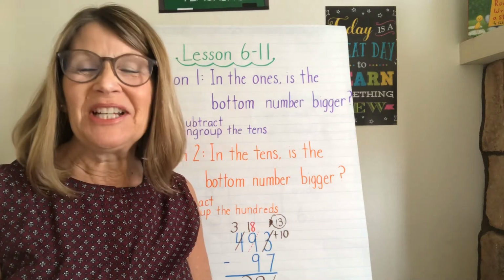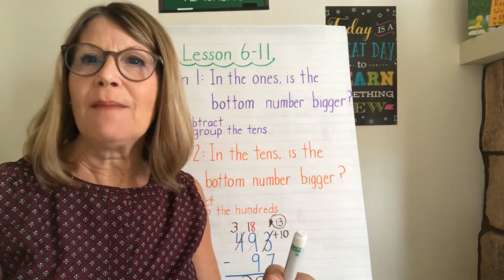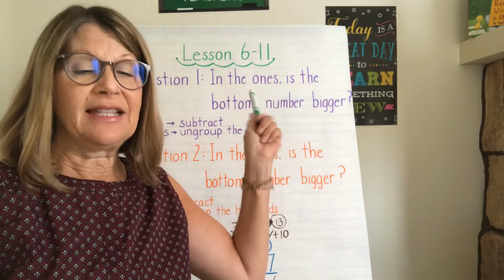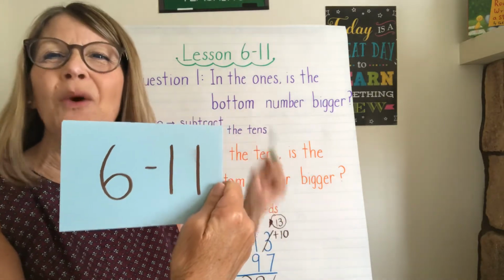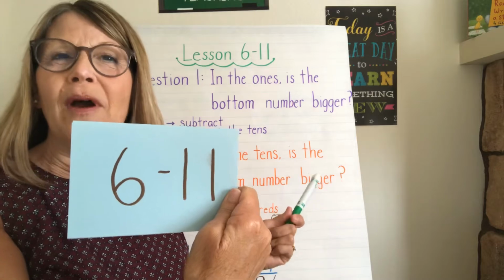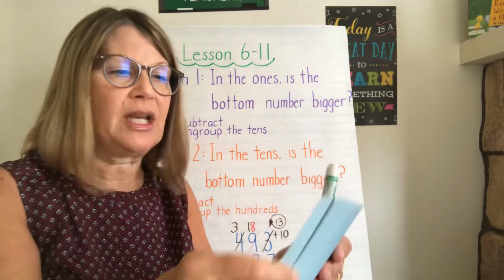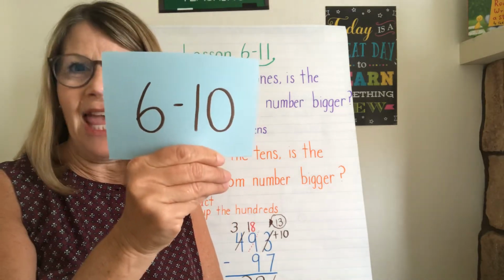Hi, boys and girls. Remember that this week I was taking our math lessons a little bit out of order. This was yesterday's lesson, 611, but I have this chart up here just because I wanted to go over the rules for questions that we have to ask ourselves when we do triple digit subtraction. Today's lesson is actually 610.